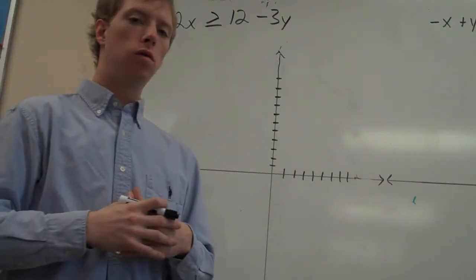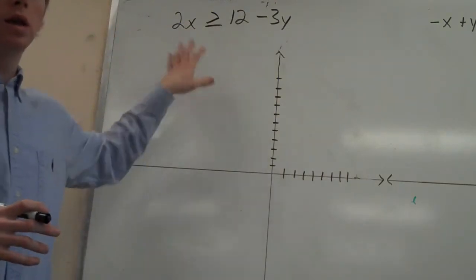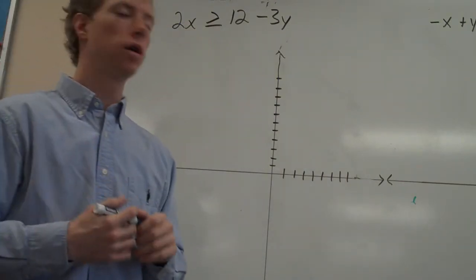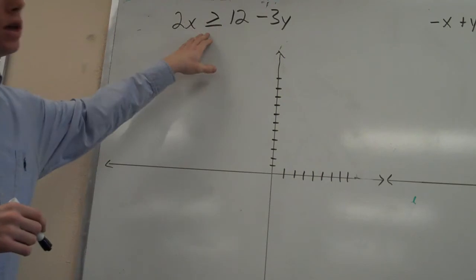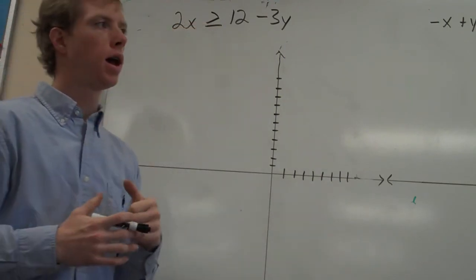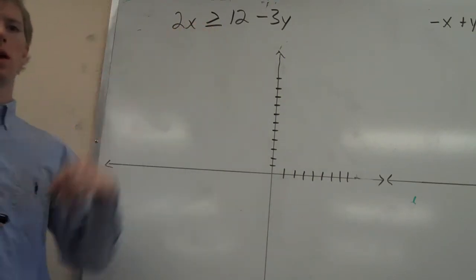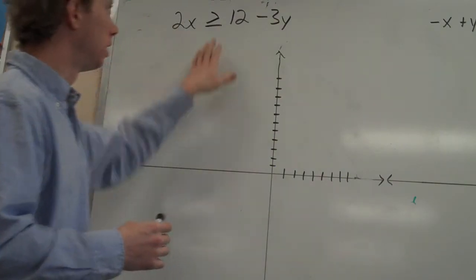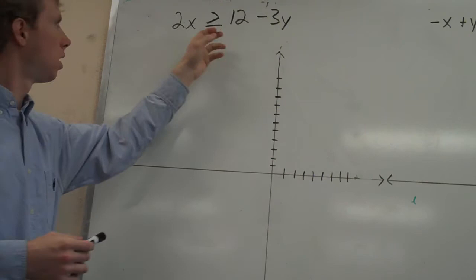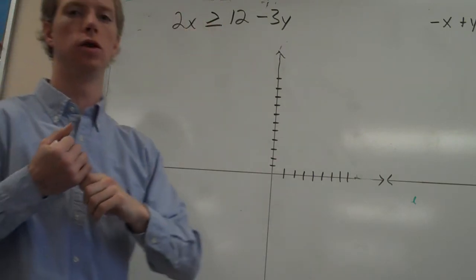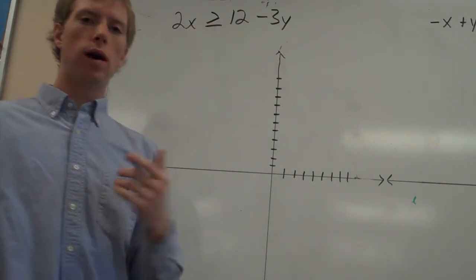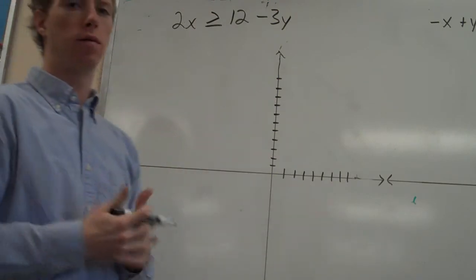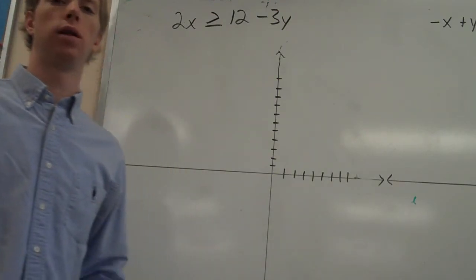So as we move forward in Algebra 2, we get into graphing of inequalities. An inequality is going to be anything that has a greater than, less than, greater than or equal to, or less than or equal to sign. This one in particular happens to be greater than or equal to.